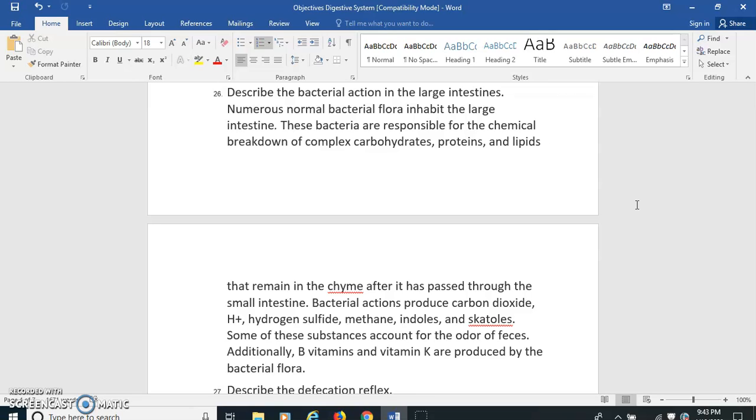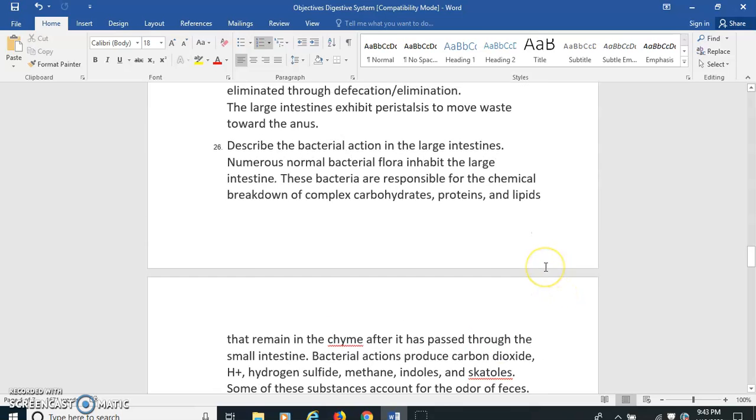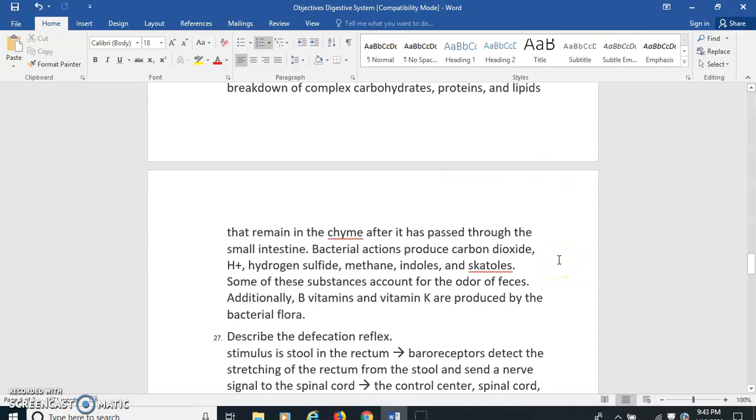Now when they do that, their enzymes are different than our enzymes, so they break it down into products that we don't usually break stuff down into. And so you'll get things like carbon dioxide and hydrogen ions and hydrogen sulfide, methane, indoles. Some of those substances lead to the odor of feces. So that's another role of the bacteria in our large intestines, besides making all the complex B vitamins and the vitamin K.